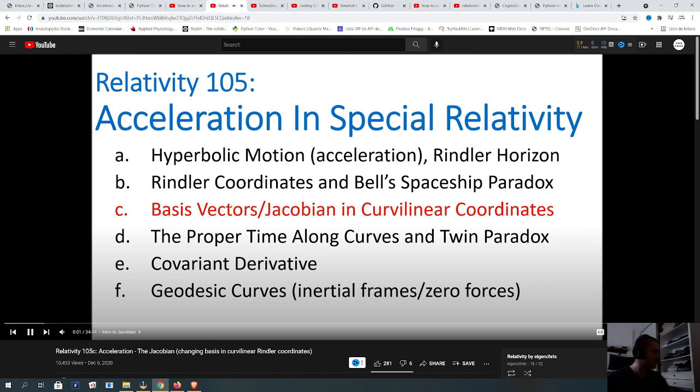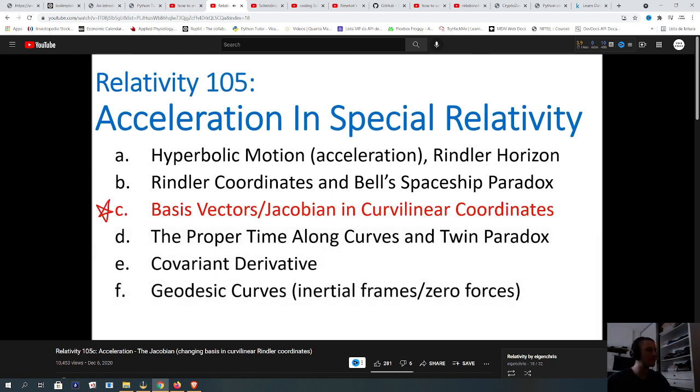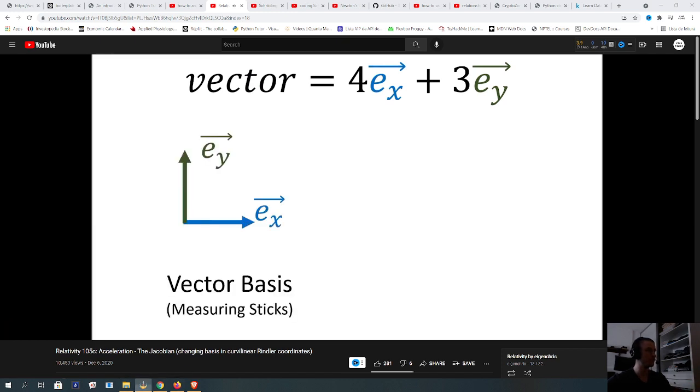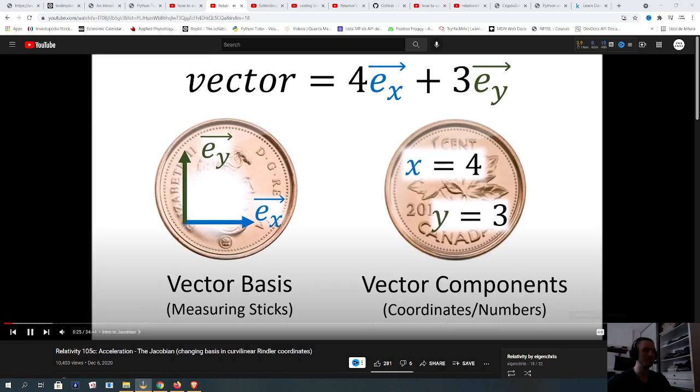Going to talk about basis vectors and the Jacobian for curvilinear coordinates. These tools will help us deal with the mathematics of non-inertial frames in special relativity, and also eventually the curved spacetime of general relativity. Throughout this video series, I've been trying to emphasize that we should think of vectors as being made of both basis vectors and vector components.